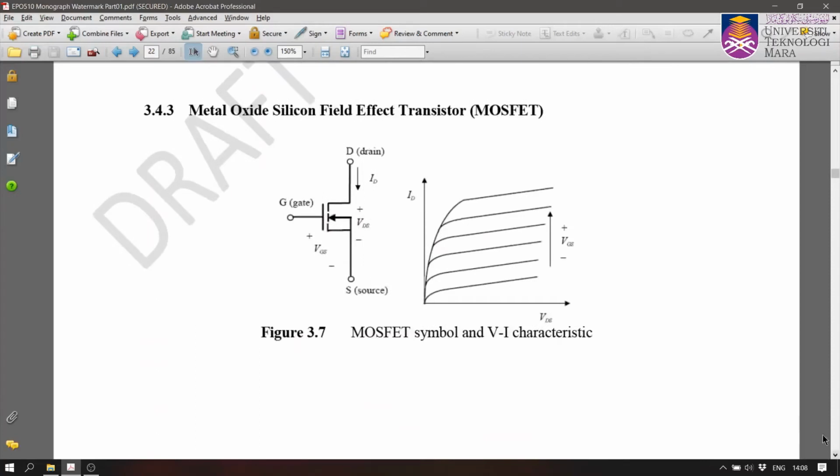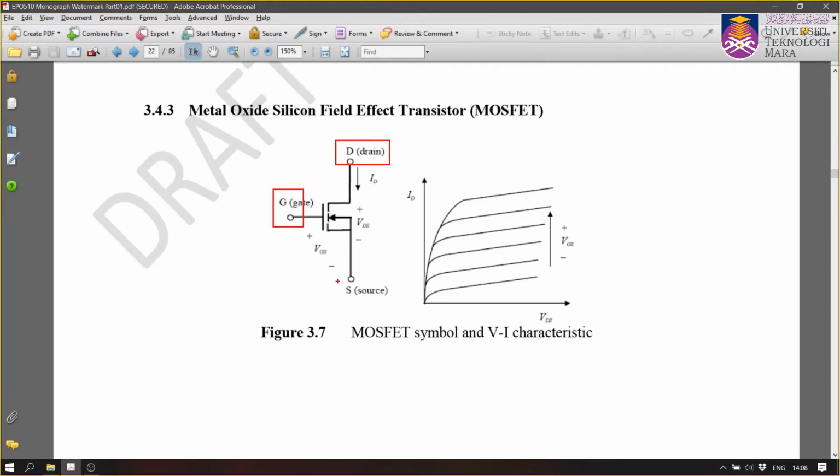Okay, then we move to the MOSFET. This is also a MOSFET, but now the terminals are different. Instead of base, collector, and emitter, it has a gate, drain, and source. Okay, again, it works in that area.